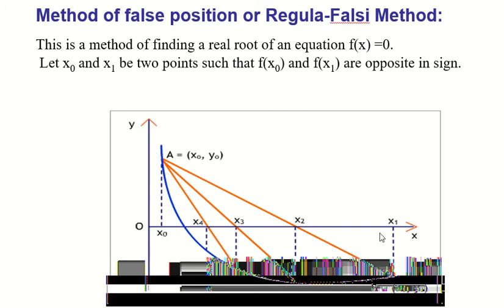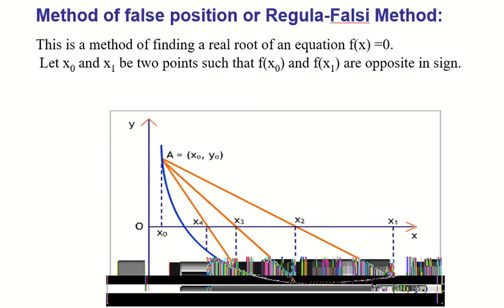In the XY coordinate system, you have a curve y is equal to f of x. I have drawn it in blue color. So in this Regula Falsi method or false position method, what you do is you consider 2 points. Here x0, y0, and here x1, y1. You consider 2 points x0, x1 such that y0 and y1, or f of x0 and f of x1, are of opposite signs. That is, if f of x0 is positive, f of x1 must be negative, or vice versa.